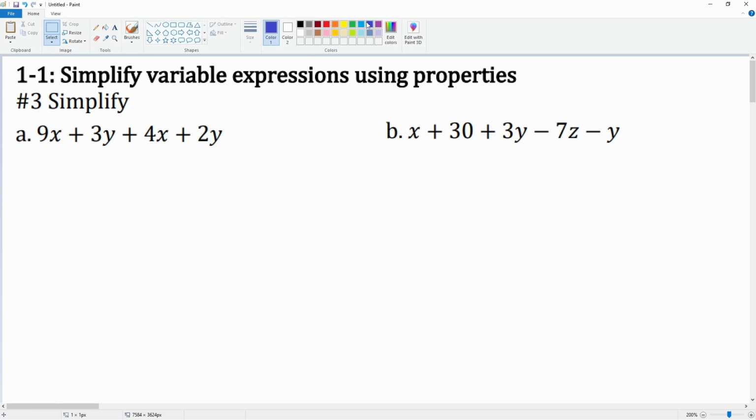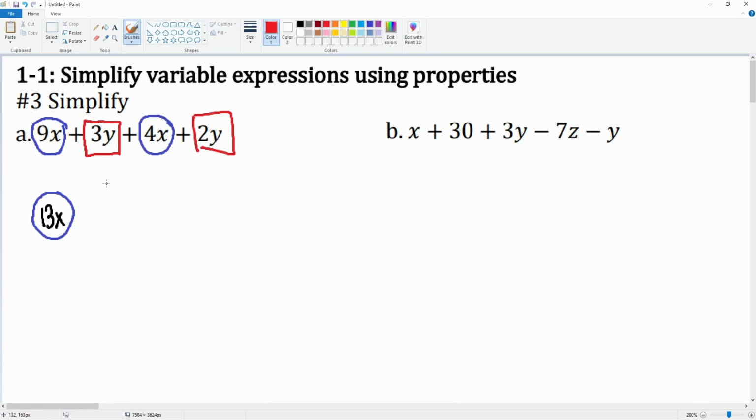I will be using the shape to show you the like terms. So you have the x term here and an x term here. They can combine in that blue circle. 9x plus 4x give us 13x. Then you have the y terms. I'm going to put that in the square red. So we have 3y plus 2y. That gets us 5y. So the simplified expression here would be 13x plus 5y.